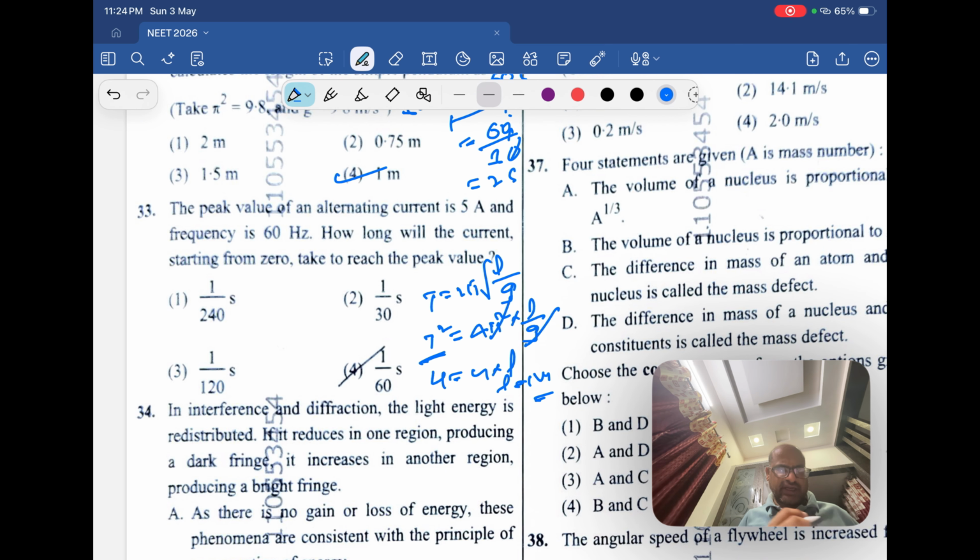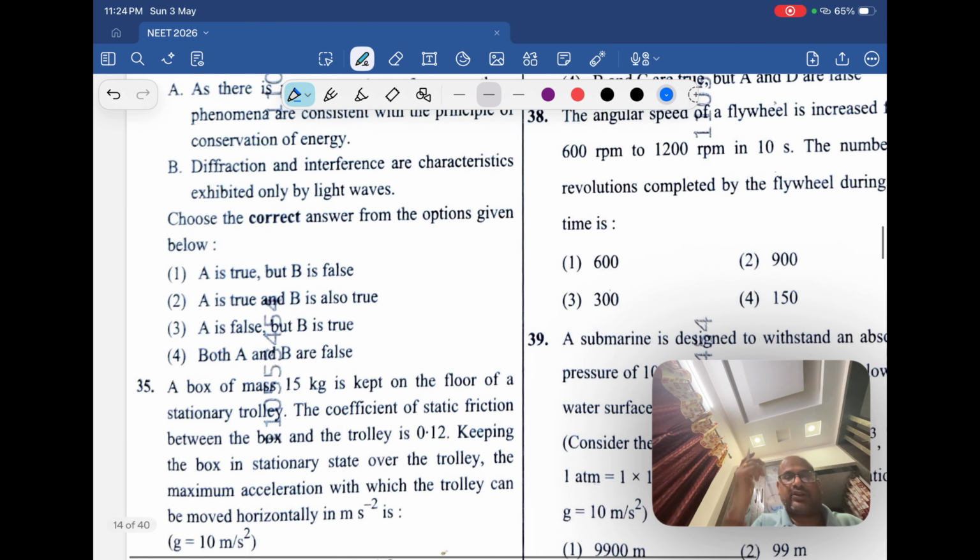How long will the current, starting from 0, take to reach the peak value? So the peak value will be how much, right? This is the 33rd question here.